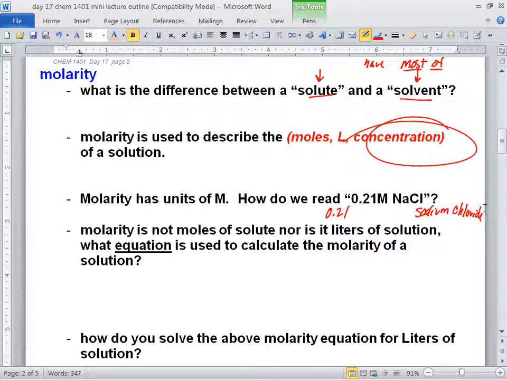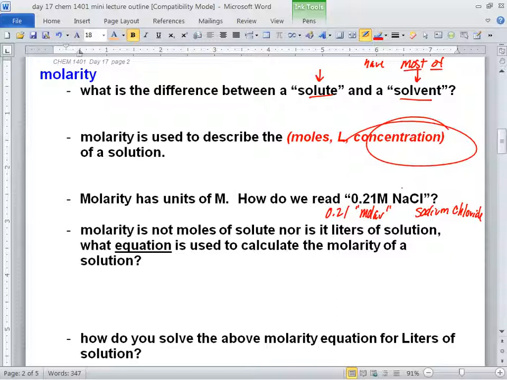Molarity, sodium chloride, that will work, but that's not what they want. The convention isn't molarity, it's molar. Stop at the molar. But I wouldn't argue with molarity. 0.21 molarity sodium chloride, it works for me too. But molar is the way you're supposed to go. Molarity is not moles of solute, nor is it liters of solution.